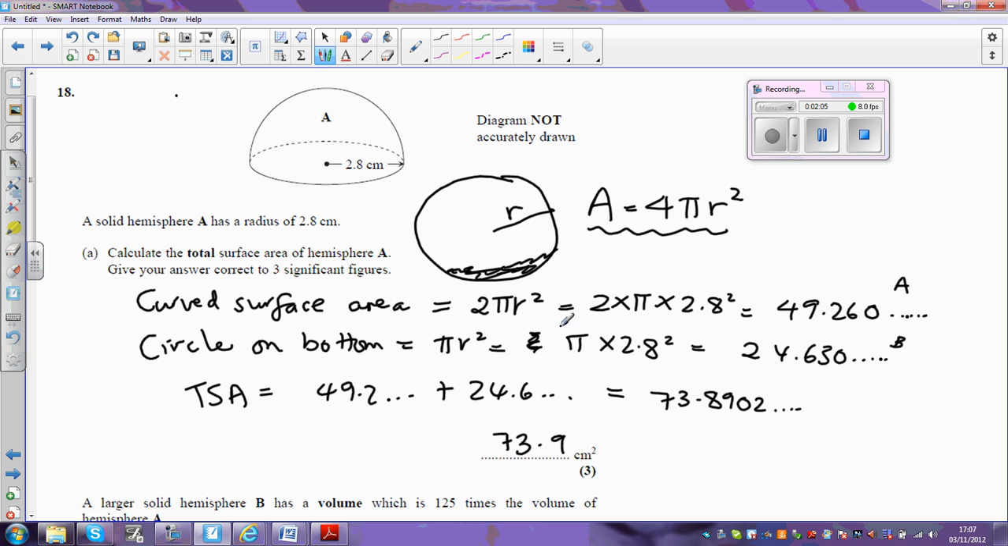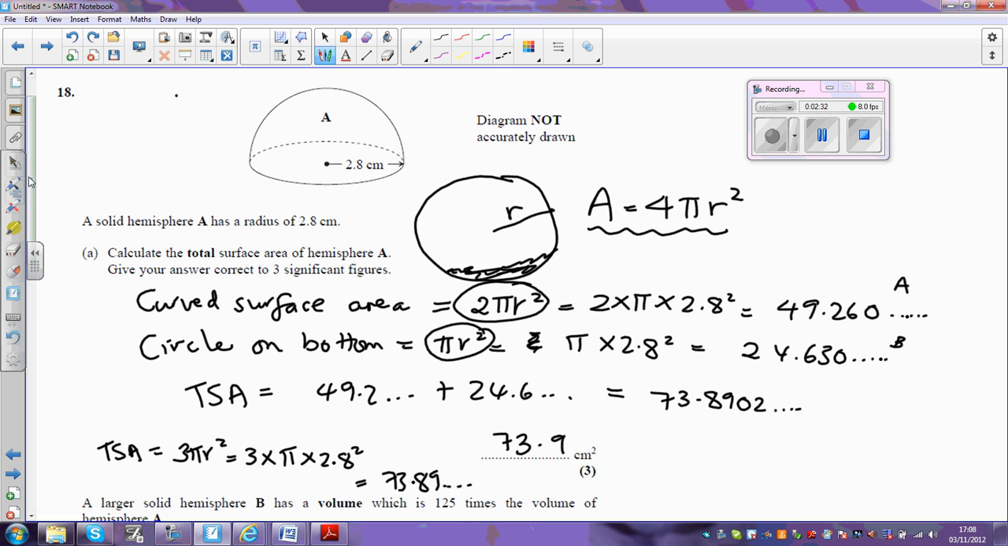73.9 centimeters squared. You could also have noticed that what you're doing is adding 2 pi r squared to 1 pi r squared. In other words, a quicker way would be to work out the total surface area by doing 2 pi r squared plus pi r squared, which is just 3 pi r squared. So you could have just done 3 times pi times your radius squared, which is your 2.8 squared, which again gives you your 73.89, and so on.